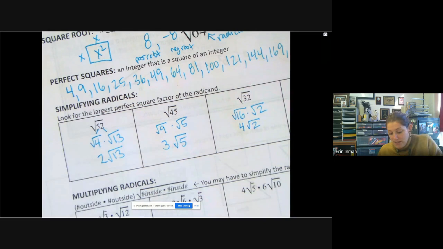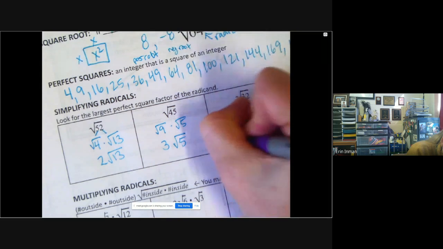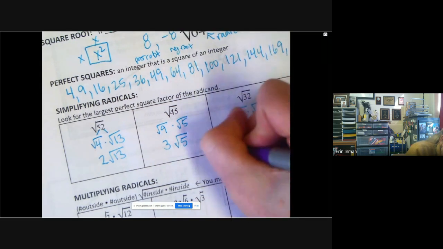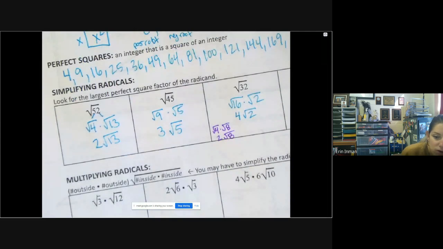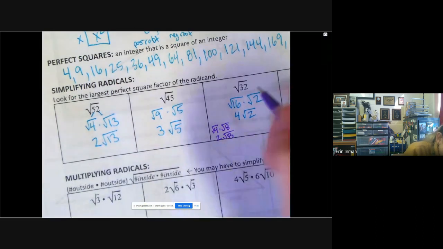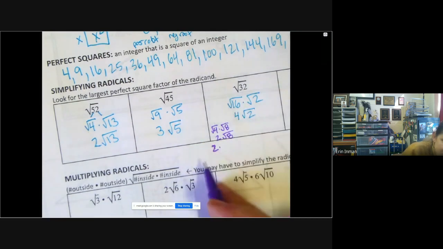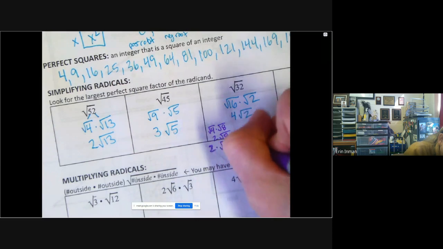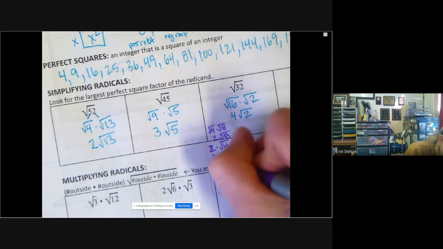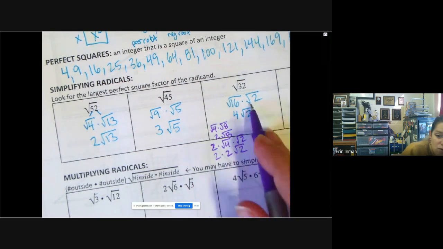If by chance you had just tried to do 4 and 8, you'd get 2 times the root of 8. And you'd say, wait a second, 4 goes into 8 as well. This is all being multiplied, so I have to rewrite this again. 8 is 4 times 2. So now I have 2 times 2 times the root of 2. And that's where that 4 times the root of 2 comes from.